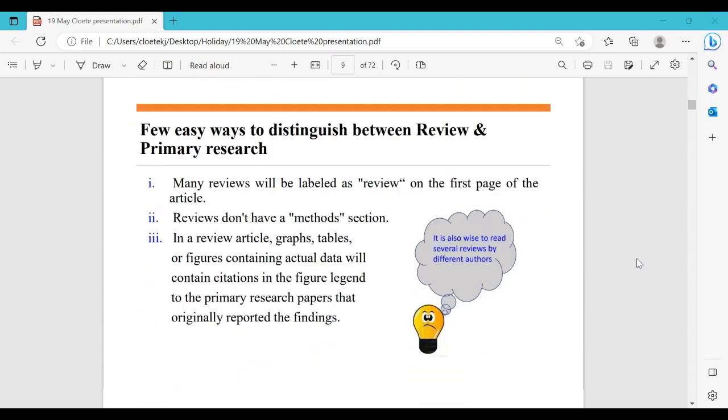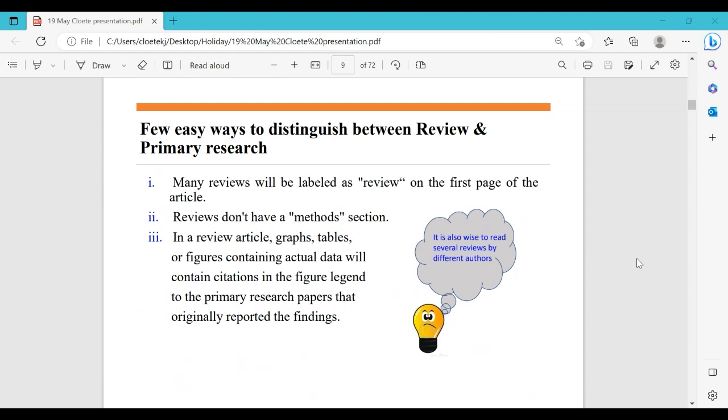Right, so let's look at this one. How do we distinguish between a review paper and a primary research paper? Normally if you download a paper and look right on top of the paper, it will mention that this is a review paper, or the authors may highlight in the abstract that in this review, we will address this and this and this. So this information will already be on the first page of an article. Reviews also don't have a method section.